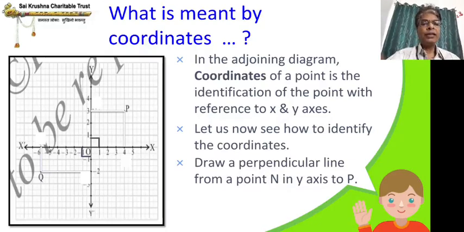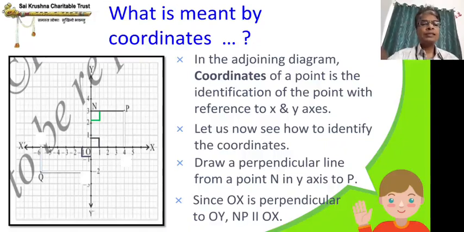Draw a perpendicular line from a point N on the y axis to P. So I am marking N. You can see N on the y axis, between 3 and 4. Then I have now drawn a line NP which is perpendicular to OY, that is the y axis, which is vertical, and now I have drawn a perpendicular line to the vertical line. Yes, so this is what I have drawn now.